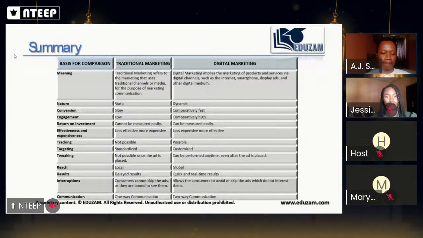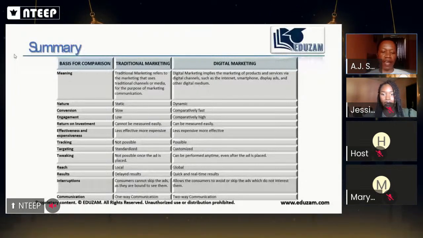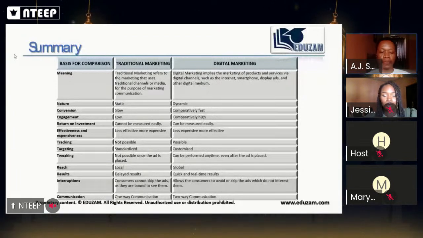The next thing is effectiveness, and whether it's expensive or cheap. So the traditional way of marketing is less effective and more expensive.